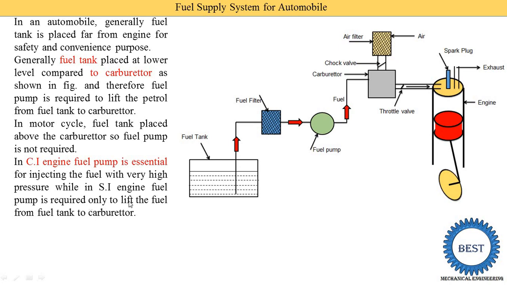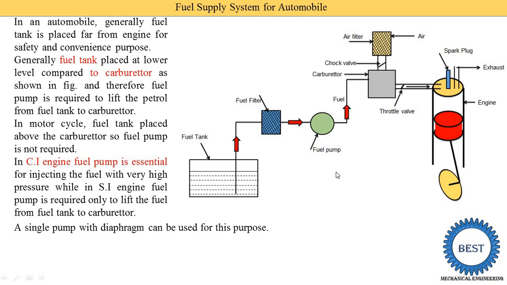While in an SI engine, the fuel pump is required only to lift the fuel from the fuel tank to the carburetor, or even a fuel pump is not used in the case of a motorcycle, because the fuel tank is at an upper level and the carburetor is below the fuel tank. A single diaphragm pump can be used for this purpose.